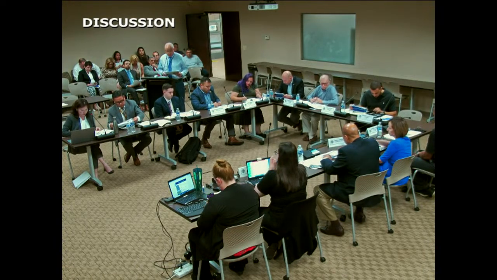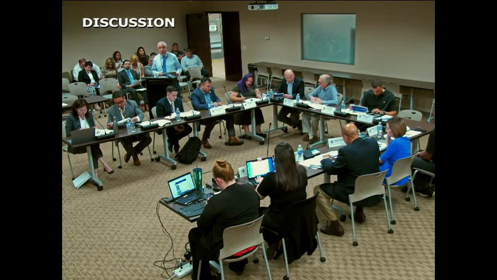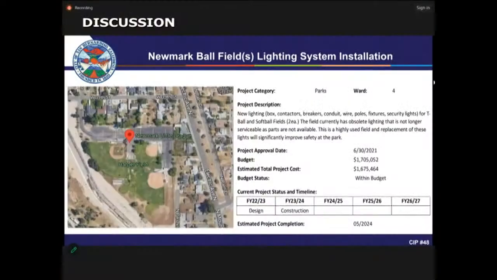Okay, next slide is the Newmark ball field lighting system installation. Basically, this is an overhaul of the entire lighting system at the ball fields, basically the T-ball field and 2 softball fields. We're going to be upgrading all the conduits and the conductor schedules, and we're also going to be adding lighting to the parking within the facility. The budget for this one is 1.75 million. We have an estimated total project cost of 1.65 million, and we're expected to complete this project in May of 2024.